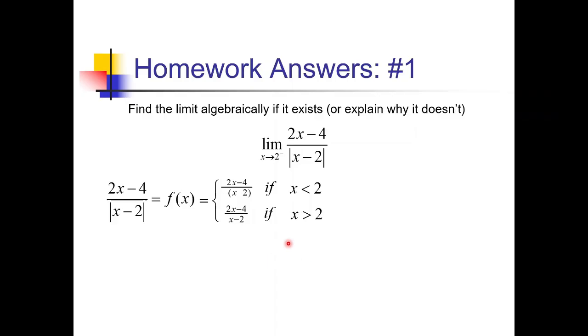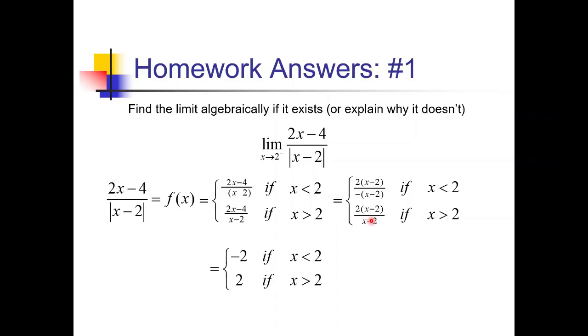Before I can actually evaluate the limit at 2, you'll notice if you plug 2 into either of these rules, you're going to get 0 over 0. So we need to first factor and cancel out some things. In 2x minus 4, I can factor a 2 out. That'll leave me with 2 times parentheses x minus 2 for both of those rules. And then in each of these rules, I can cancel out the x minus 2's, leaving me with negative 2 and positive 2. So those are my simplified rules.